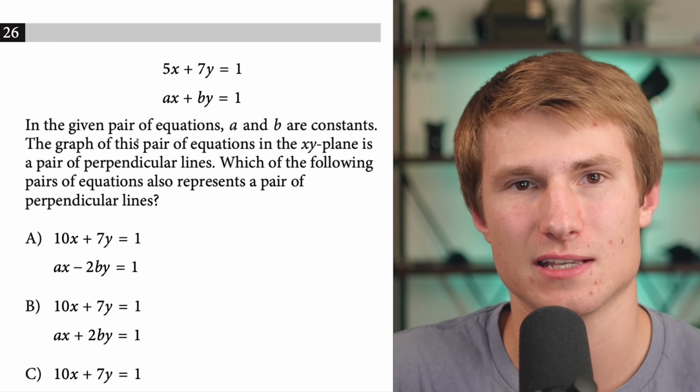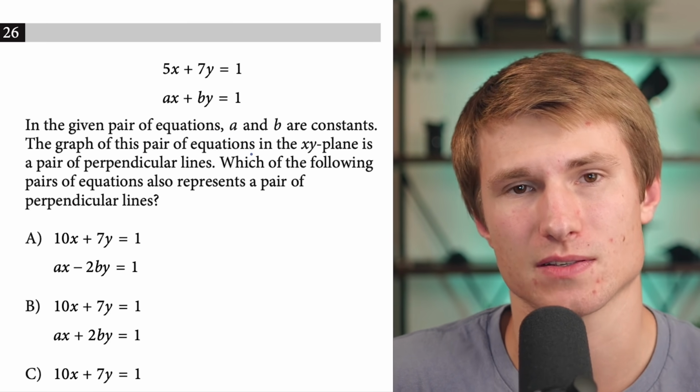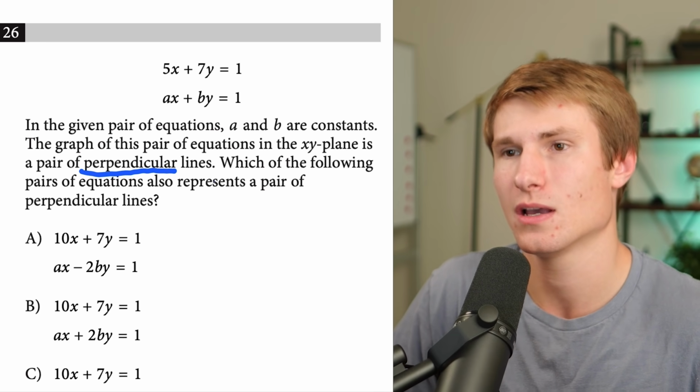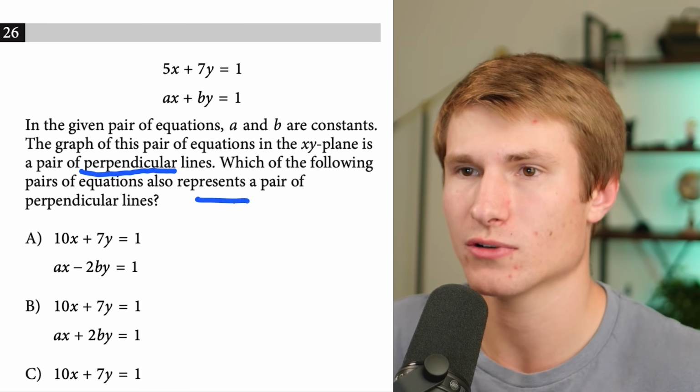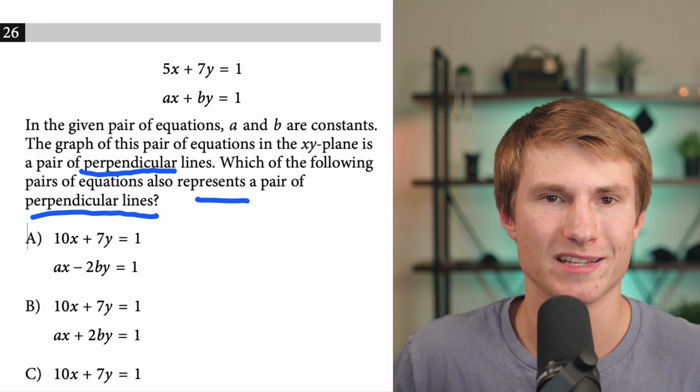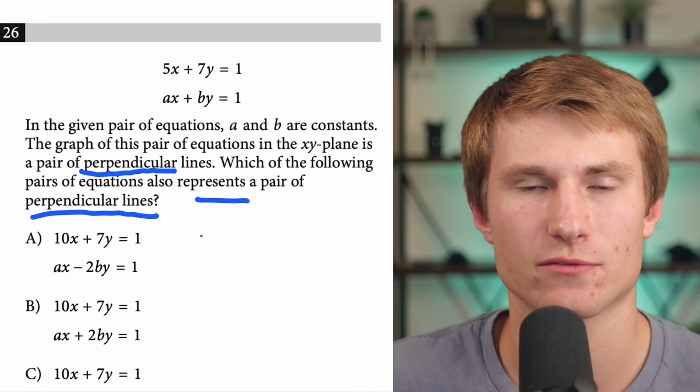Question 26 states that in the given pair of equations, A and B are constants. The graph of the pair of equations in the XY plane is a pair of perpendicular lines. Which of the following pairs of equations also represents a pair of perpendicular lines? So the key thing here is that you understand what perpendicular lines mean. It means that these slopes are negative reciprocals of each other.